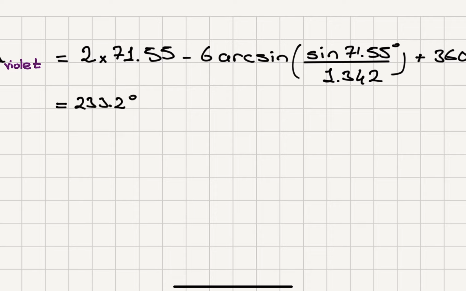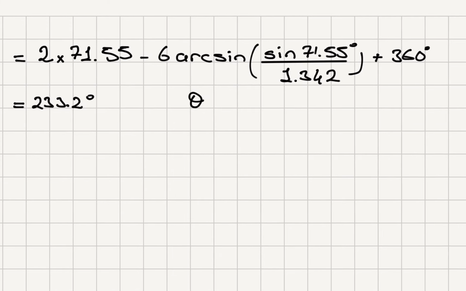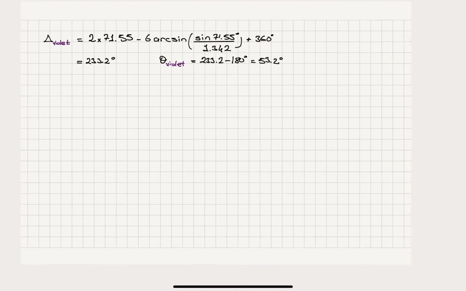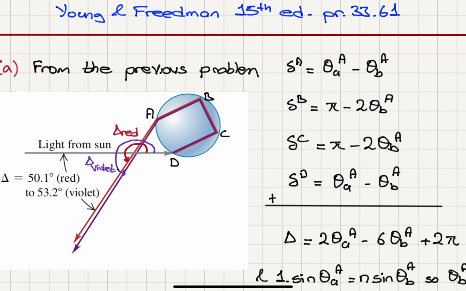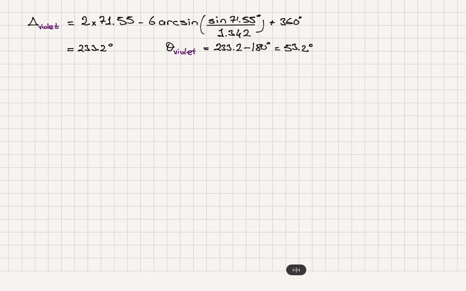233.2 degrees, which means the angle above the horizon for violet, theta violet, is 233.2 minus 180 degrees, which is 53.2 degrees. So that is the angle. If we have calculated the angular deflection for violet, so if I subtract from this pi, I will obtain the angle above the horizon. So that's what I have done here.